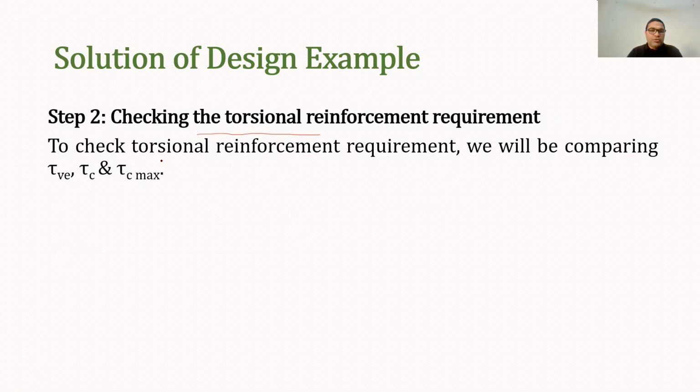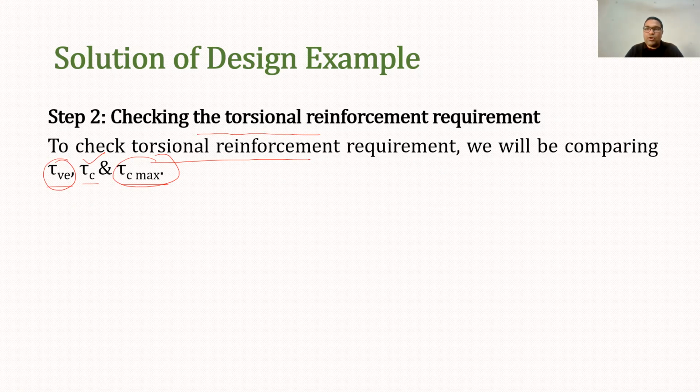So as I have written here, to check the torsional reinforcement requirement, we will now be comparing tau VE, tau C and tau C max. Now we have already calculated tau C max. We have already found out tau VE. Now we will be finding the value of tau C.